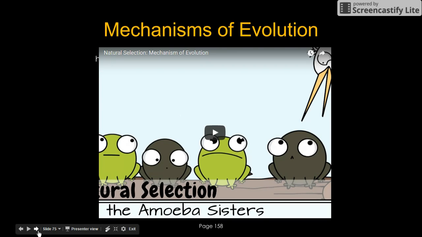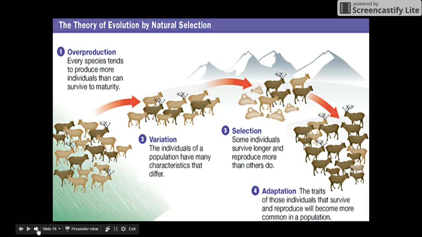So we're trying to learn why do things evolve, or how do things evolve. We're going to start off with going over the theory of natural selection. We know that animals naturally produce more individuals than can survive. These individuals will come with variations. They're going to look different because of mutations.